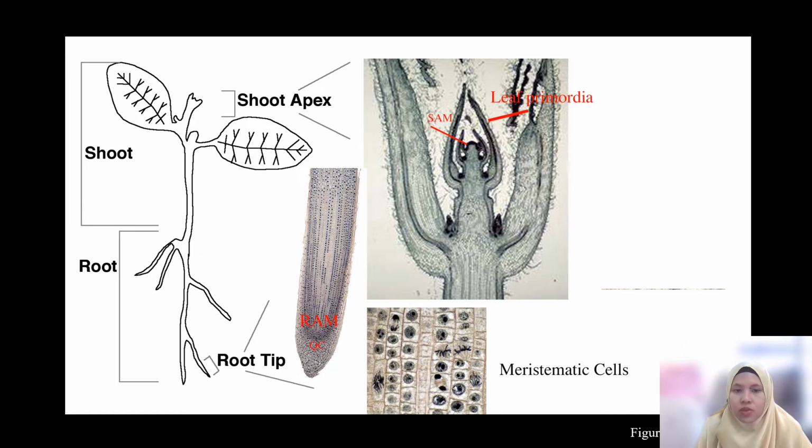Okay, so it's through the shoot apex. The shoot apex has a lot of meristematic cells, and as we know, the meristematic cells are a part of the plants, ataupun part of the cells, yang memang actively growing, actively dividing themselves and elongating themselves.